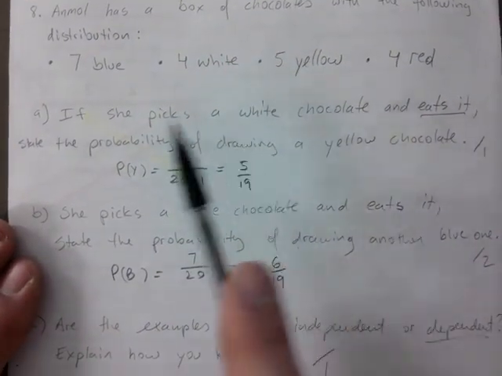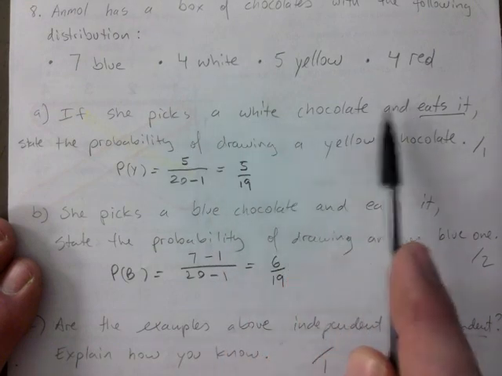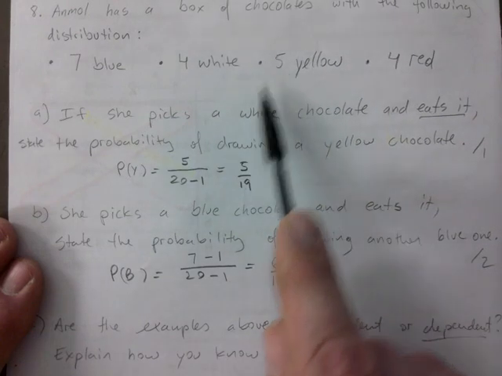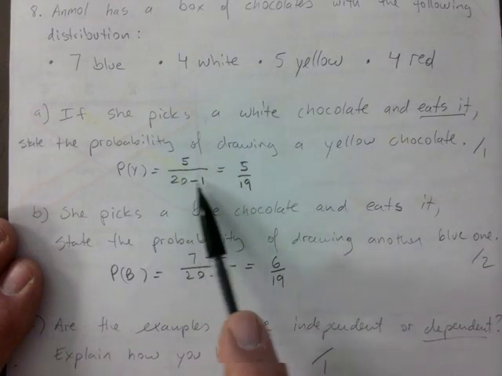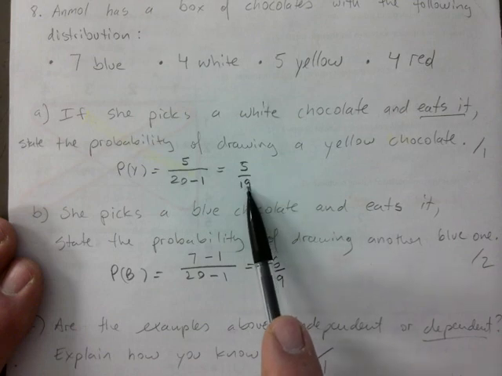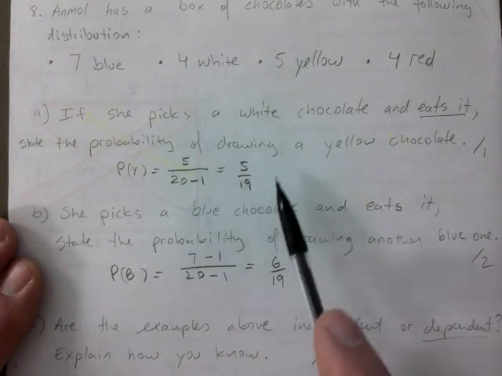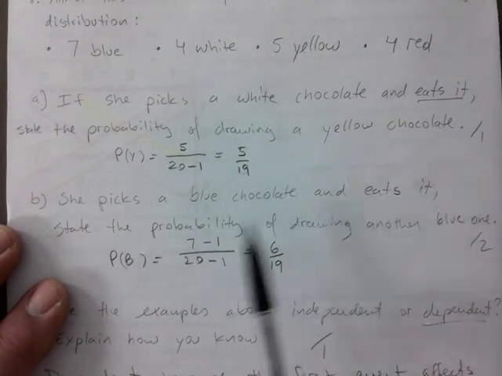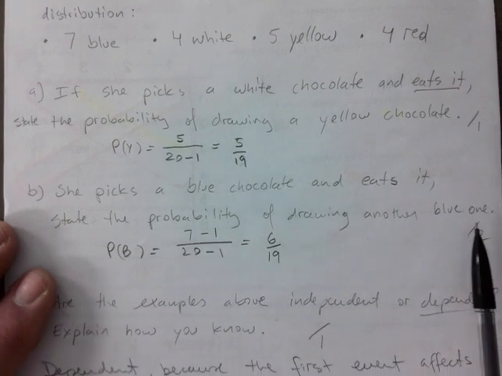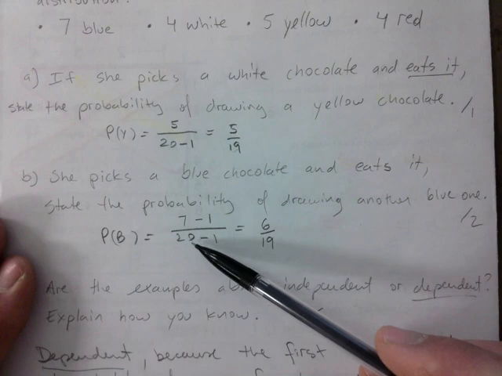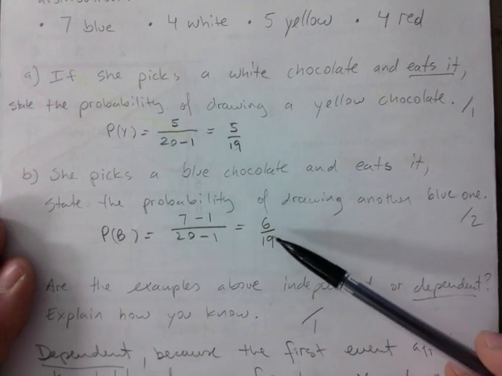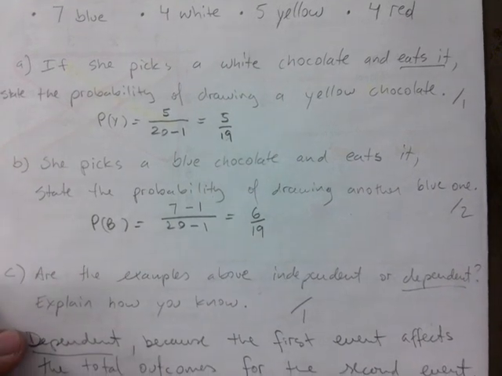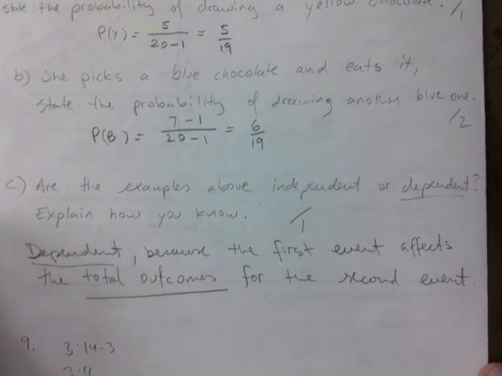But the key here was that you eat it, right? She picks a white chocolate, eats it, state the probability of drawing a yellow one. So all 5 yellows are still left, but now I used to have 20. I'm down to 19 candies. So this is the probability of drawing a yellow. Part B resets. Now it says she picks a blue one, eats it. What's the probability of drawing another blue one? In this case, the blue and the total, both of those numbers are affected. So it's 6 over 19. That's why it's worth 2 marks. 6 over 19. A lot of you got this part, so I'm not too worried about it.